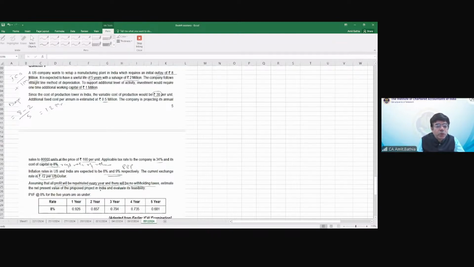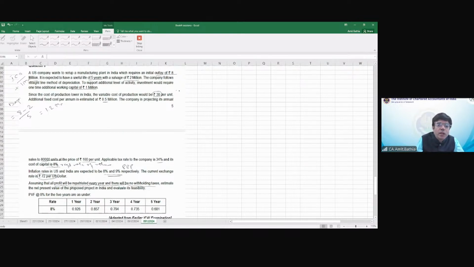Estimate NPV of the proposed project in India and evaluate its feasibility. First and foremost, I will have to prepare the profitability statement to identify what will be my cash flow after tax year on year. Once I have done that, I will need to find my forward rates. Once I have found my forward rates, I will be able to find every year how much is the repatriated amount, and then I will be able to discount those repatriated amounts to compare with the project outlay.